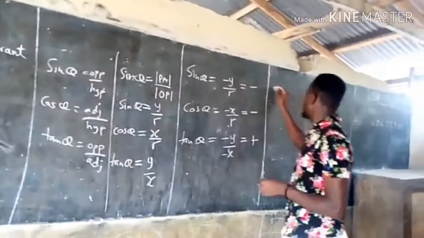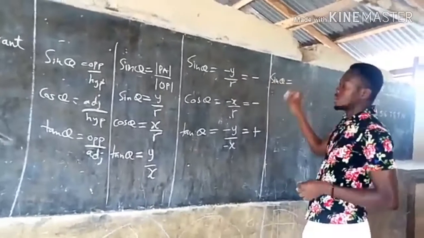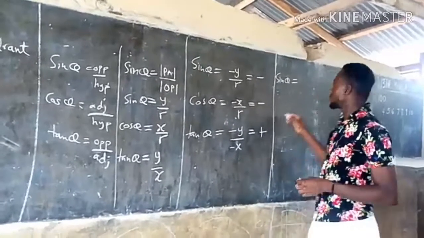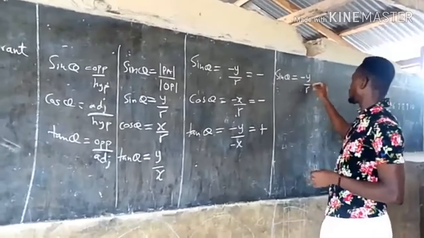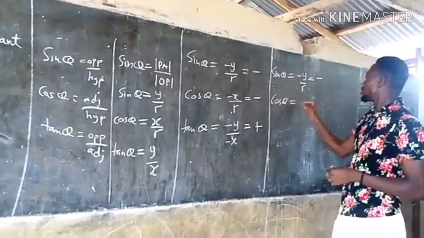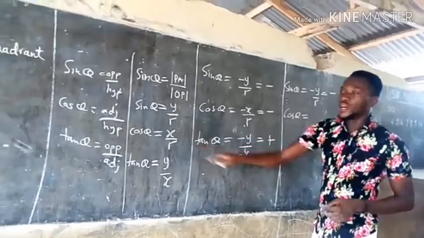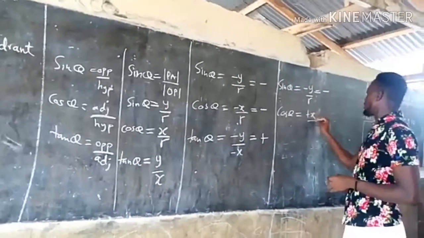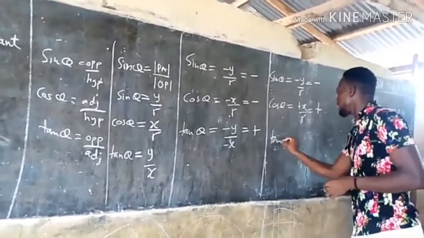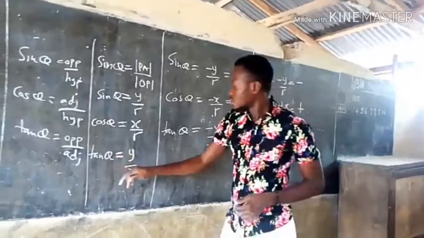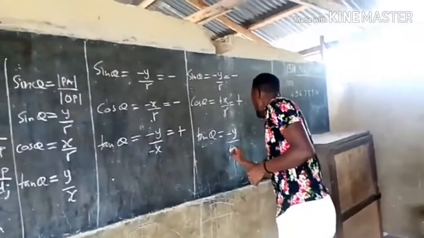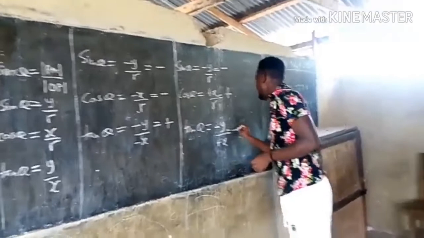Negative. We are going to have sine theta, which is y over what? R. The y is negative in the fourth quadrant, so this will be negative y over r. And we get what? Negative value. Cos theta, which is x over r. The x is positive, so this will give us positive value. Then tan theta, which is y over x, where the y is negative and x is what? Positive. So this will yield a negative value.